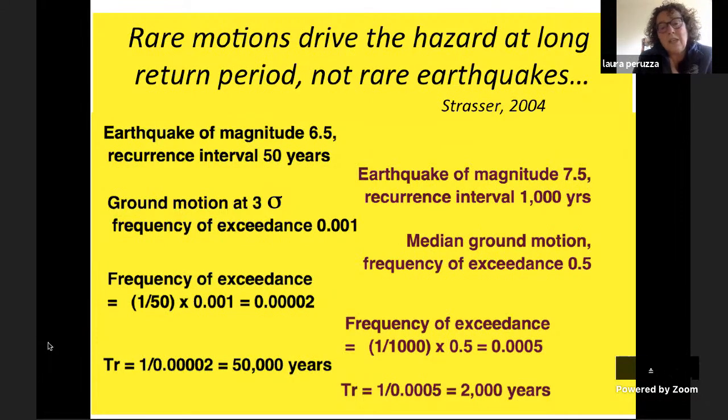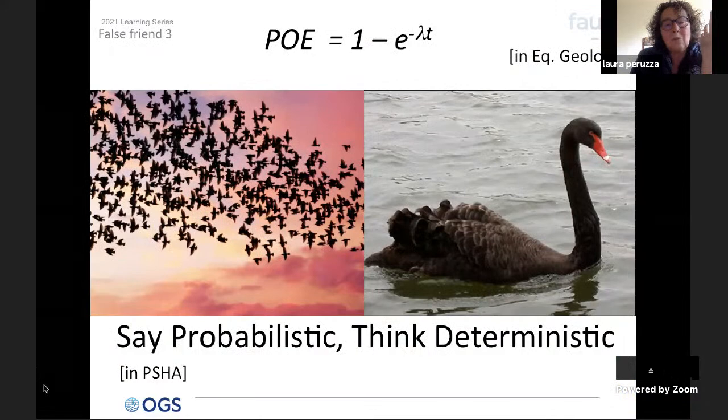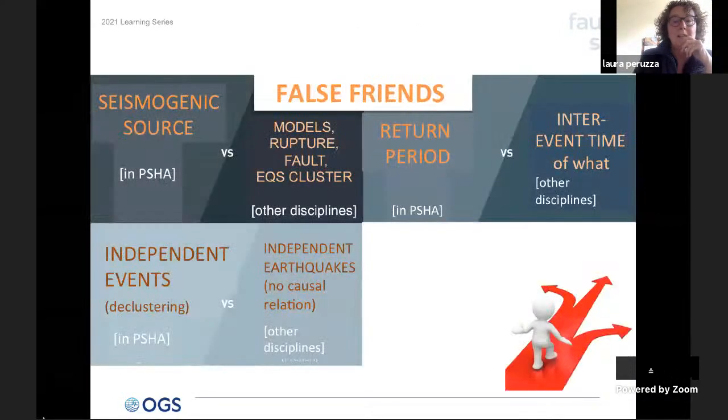So the combination of these different ingredients in hazard makes me think that we say we are working in a probabilistic framework, but at the end we think in a deterministic way, and the people that discover a new big earthquake on a fault, for example, want to see the impact this event has on the hazard map, and often this is not the case. So this is the reason why I enter return period in the list of the false friends, specifying that probably we have to be more precise, more clear, about the inter-event time of what we are discussing, of frequency of earthquakes, of ground shaking, of something else.